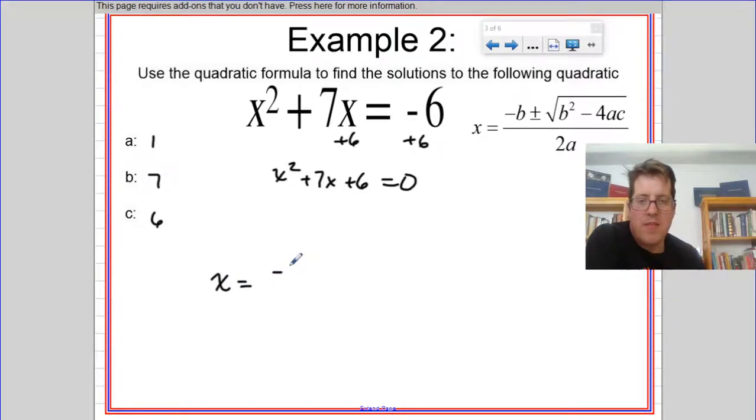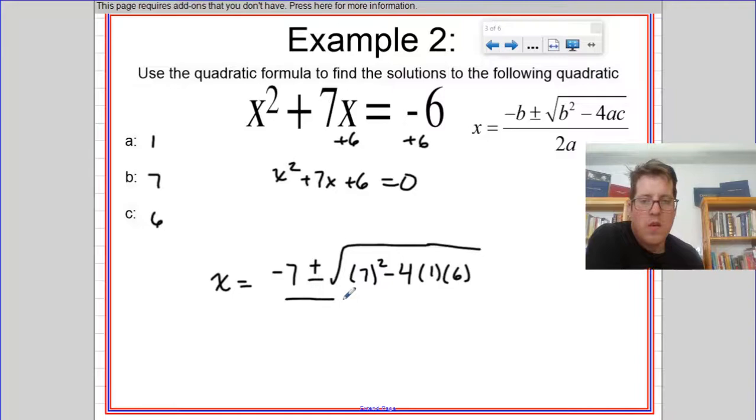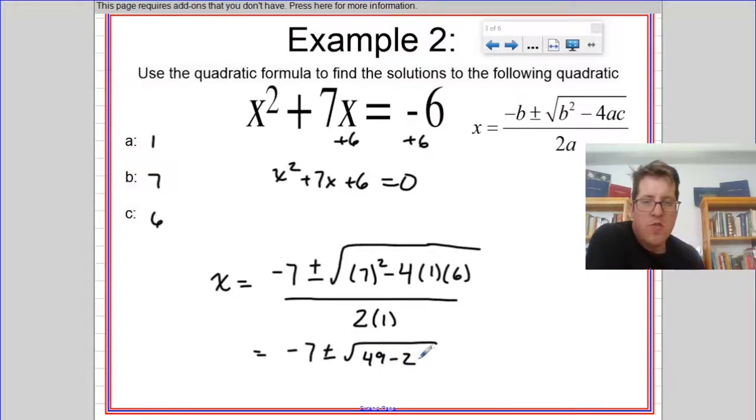X equals the opposite of 7 plus or minus the square root of 7 squared minus 4 times 1 times 6, all over 2 times 1. It's going to give me negative 7 plus or minus the square root of 49 minus 24. That's 4 times 1 times 6. All over 2. 49 minus 24 is 25.